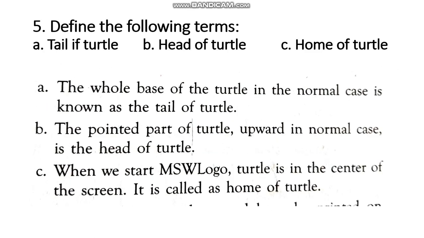Okay. Then the fifth question: define the following terms. First, A, tail of turtle, B, head of turtle, and C, home of turtle. First, A. Answer: the whole base of the turtle in the normal case is known as the tail of turtle. B. The pointed part of the turtle upward in the normal case is the head of turtle. Then C. Answer: when we start MSW Logo, the turtle is in the center of the screen. It is called the home of turtle.